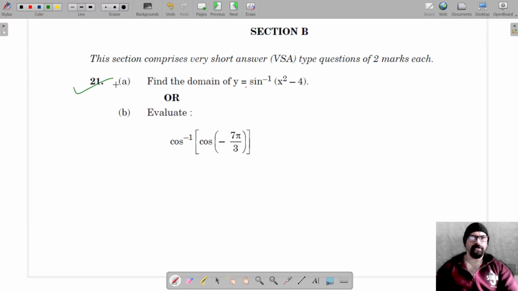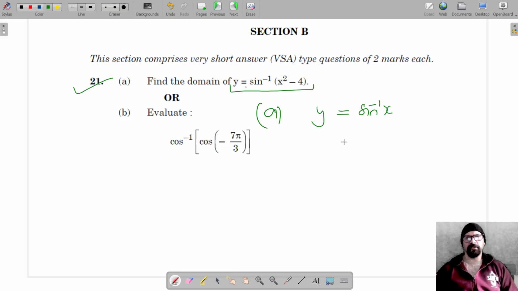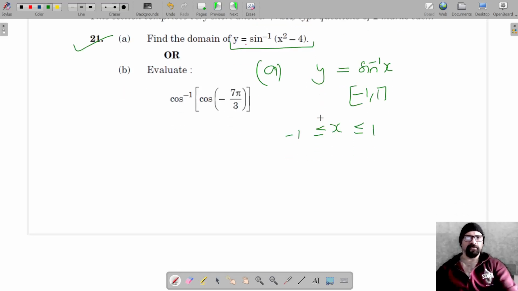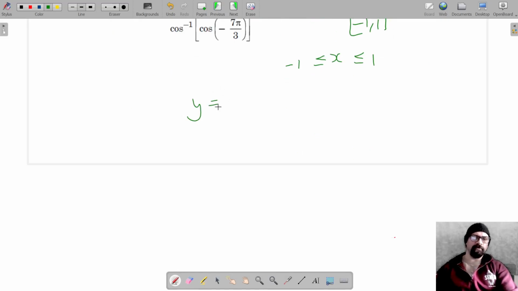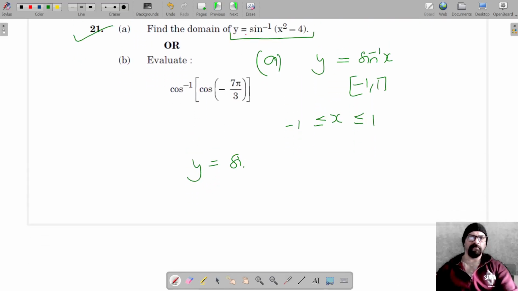Okay, for question number 21, part A, we have to find the domain of y is equal to sine inverse of x squared minus 4. We know that when y is equal to sine inverse x, then the domain is x greater than or equal to -1 but less than or equal to 1. Similarly, in this case the domain remains the same, since it's the sine inverse function. So here y is sine inverse of x squared minus 4.